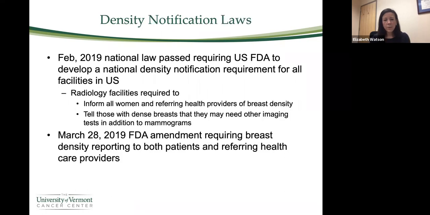And so in 2019, a national law was passed which requires the US FDA to develop a national density notification requirement for all breast centers throughout the United States. All radiology facilities are required to inform all women and referring healthcare providers of the breast density, and also tell those women who do have dense breasts that they may need an additional test in addition to the mammogram in order to really be able to thoroughly evaluate for breast cancer. So in March of 2019, the FDA did create an amendment which requires breast density to be reported to patients and their referring healthcare providers.